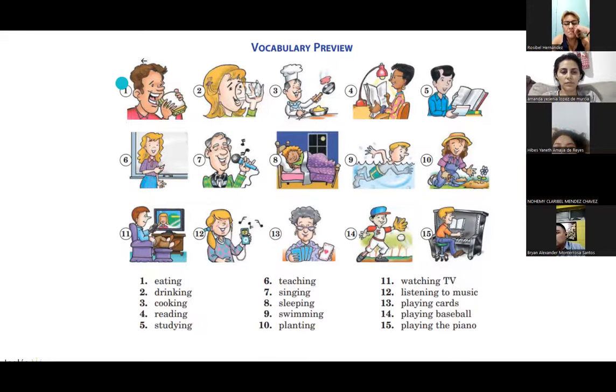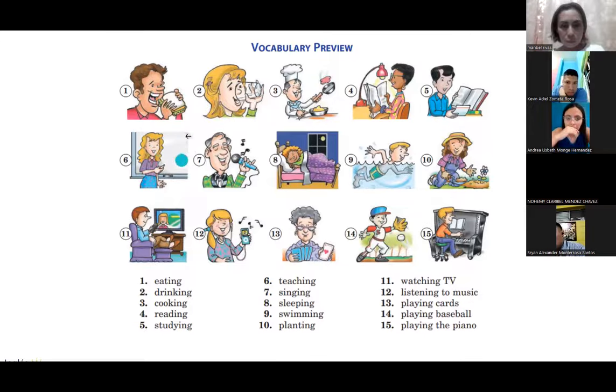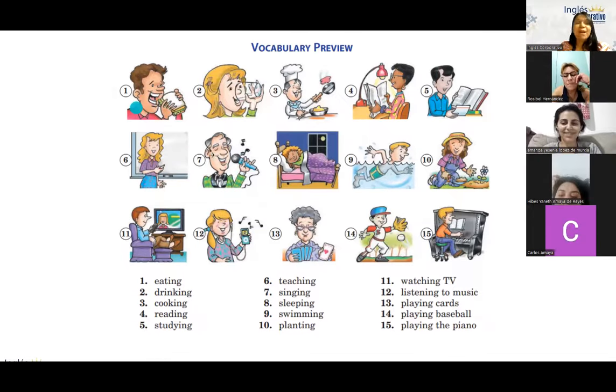So as you can see, we have different pictures. So he is eating, right? What is she drinking? Water. Okay. And what is he cooking? Meat. Okay. And what is she reading? The newspaper. Okay, and what is he studying? A book, okay. And what is she teaching? Math. And what is he singing? I will always love you. Okay, yes. All right, and what is she dreaming of? Her boyfriend. Okay.